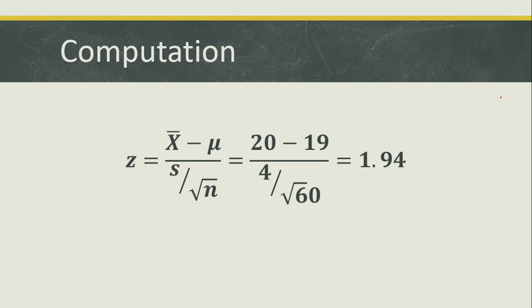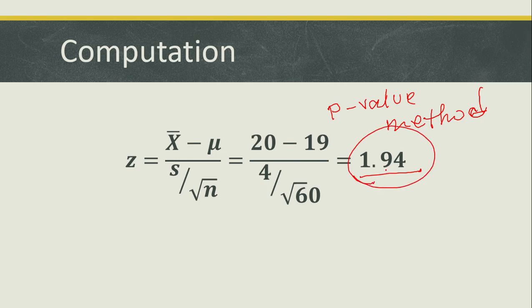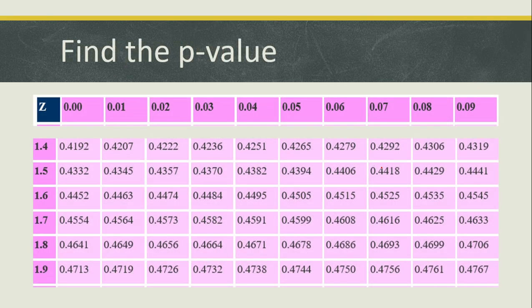So, ang answer natin is 1.94. This time, children, kapag ang ginagamit natin is p-value method, hindi po yung kaninang table yung gagamitin natin. Yung table natin nung sa normal curve or normal distribution. Tandaan nyo ito ha, 1.94. Ito yung gagamitin natin. Yung ginamit natin last time.